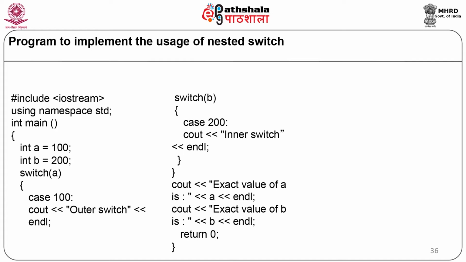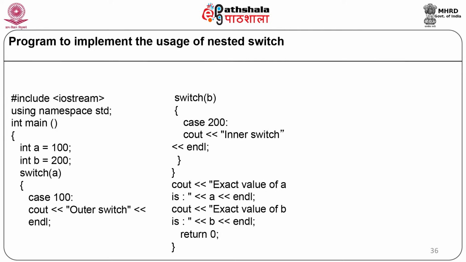Then inside that particular case label, we are having one more switch statement, switch b, starting curly braces, case 200 colon, cout inner switch endl. The inner switch statement ends and the outer switch statement ends. And now we are displaying the value of a, cout exact value of a is a, cout exact value of b is b, return 0 and our main program ends. Now here as you can see, one switch is nested inside another switch.